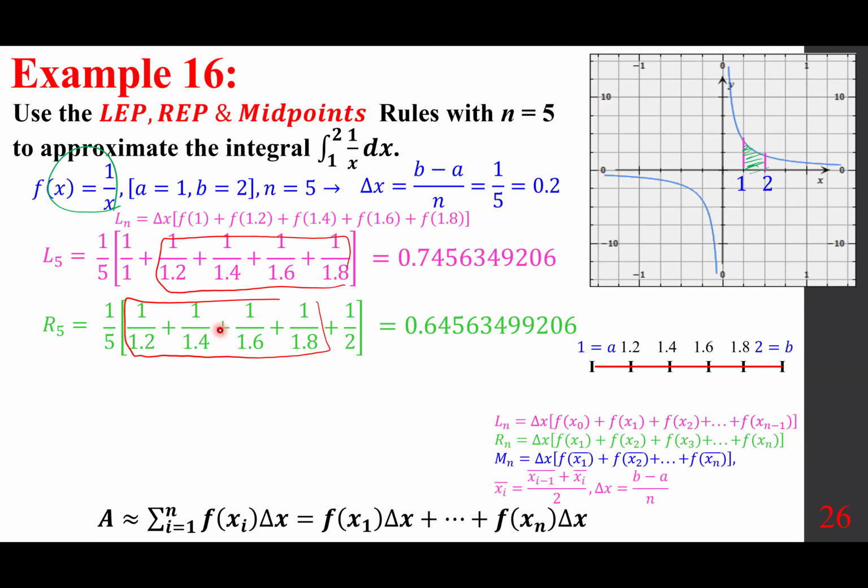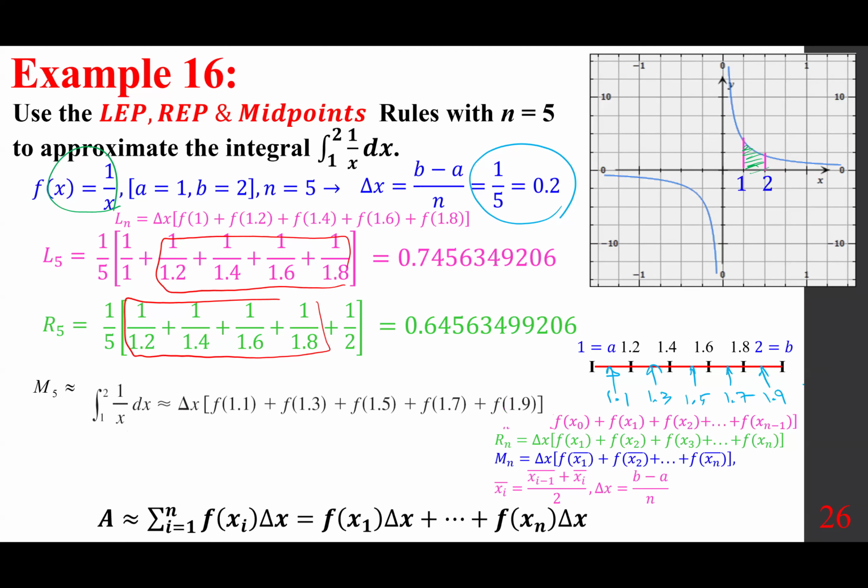Now, what about the midpoints? Again, it's an easy way of calculating. What is the midpoint? That means here. If this is 1.1, all you have to know is it's 0.2. So for the next one you add 0.2, giving 1.3, 1.5, 1.7, 1.9, and take a look.